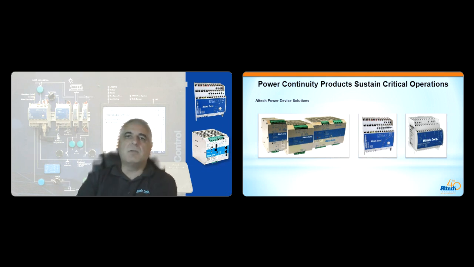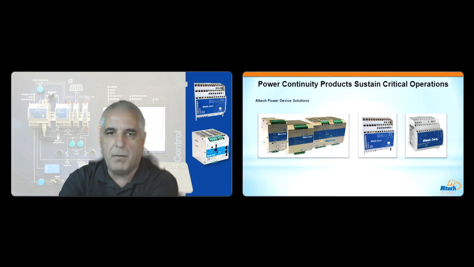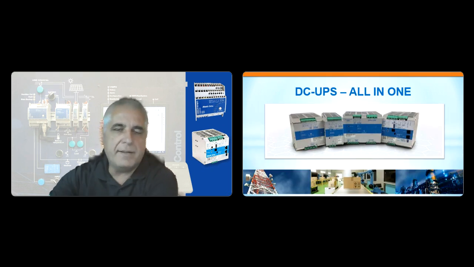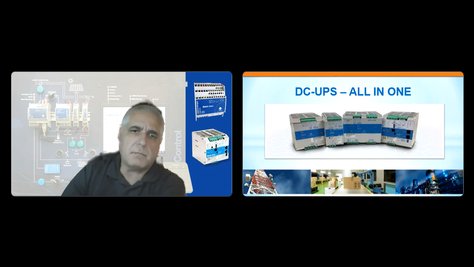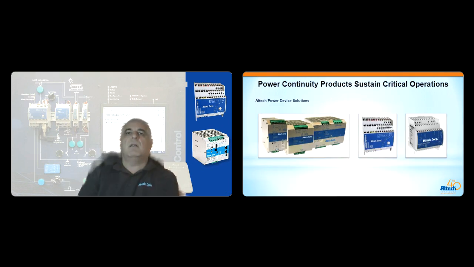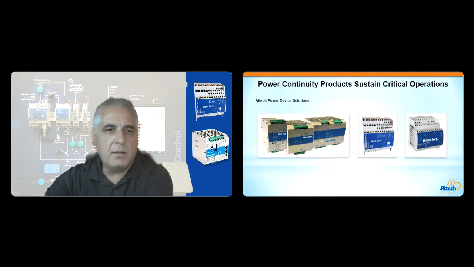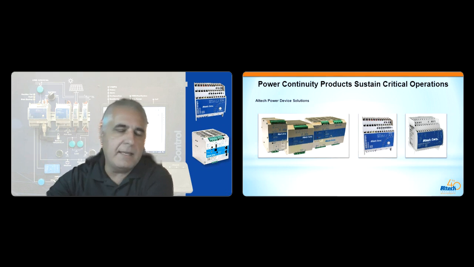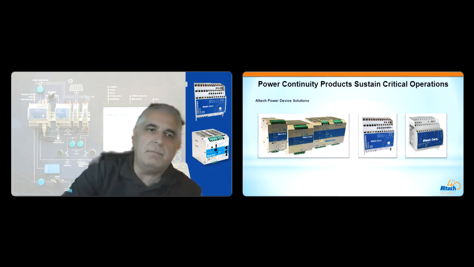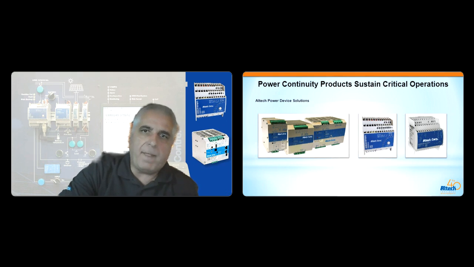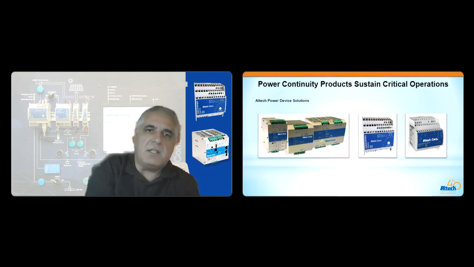Uninterruptible power supplies are used to provide continuous power delivery or backup power flow. So we have to look at several things when we are looking at what type of UPS to use. So let's just start with the most important.